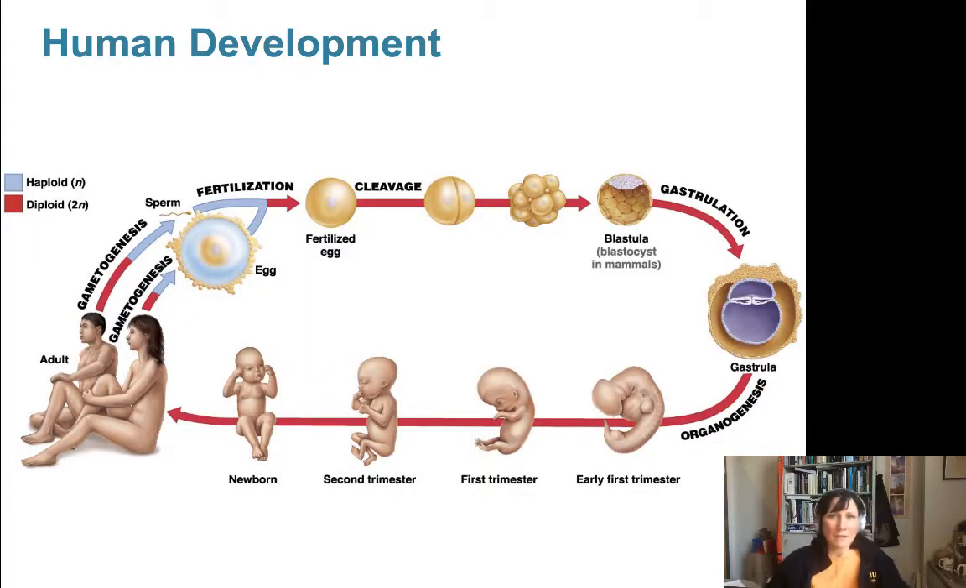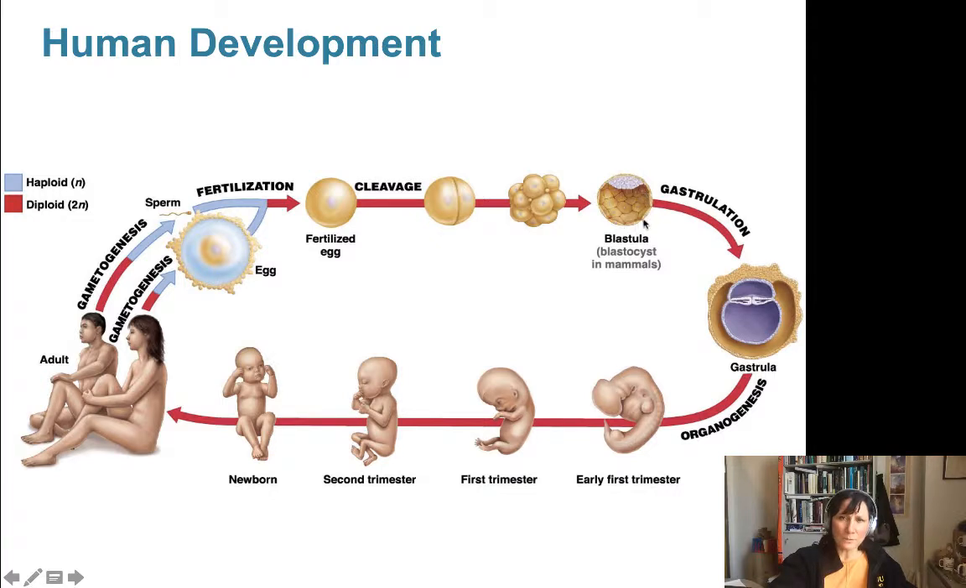Okay. So if we use human development as the backdrop for this discussion, we've already covered the union of egg and sperm to form the fertilized egg. And it's after this point that you have several cell divisions that are referred to as cleavage. So you're dividing the DNA as well as the contents in the cell. And there are going to be several stages of cleavage that will ultimately form what's called a blastula. And we'll talk about the details.